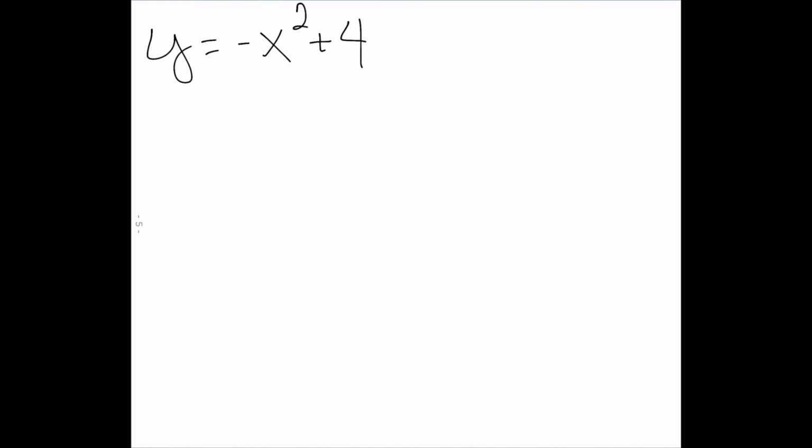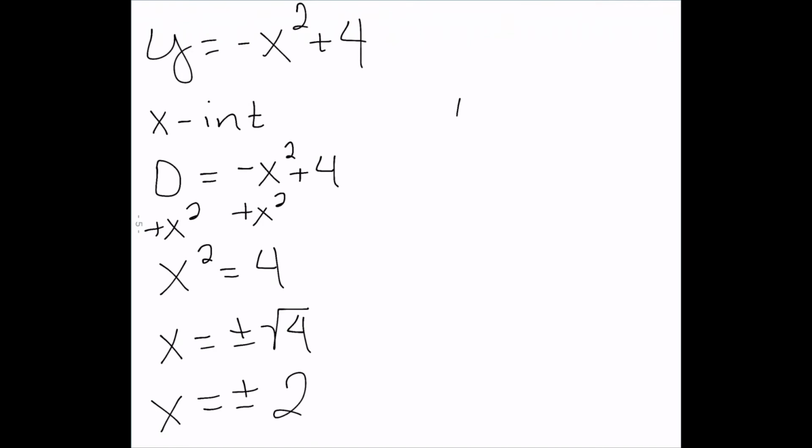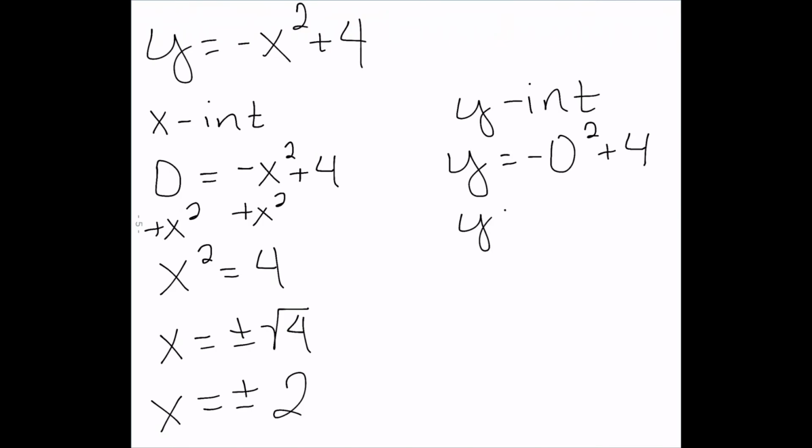Let's try to find the intercepts of this equation. For my x-intercept, I need to let y be equal to 0. So 0 is negative x squared plus 4. I'm going to add x squared to both sides to get it positive. That gives me x squared is equal to 4. And then I can take plus and minus the square root. So my x-intercepts are 2 and -2. For the y-intercept, I'm going to let x be equal to 0. So I have negative 0 squared plus 4, which is just 0 plus 4, or 4. So my y-intercept is y equal to 4.